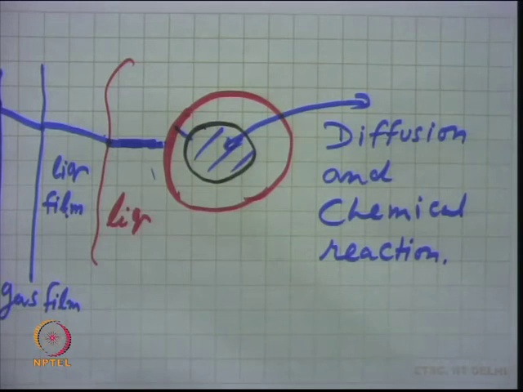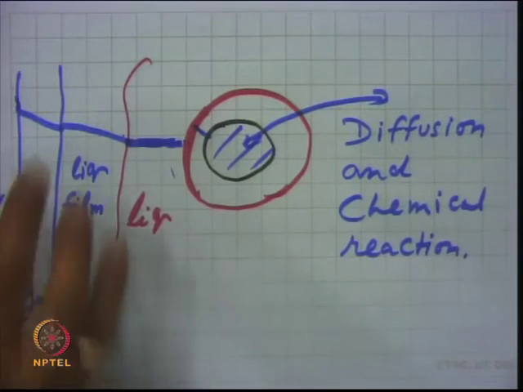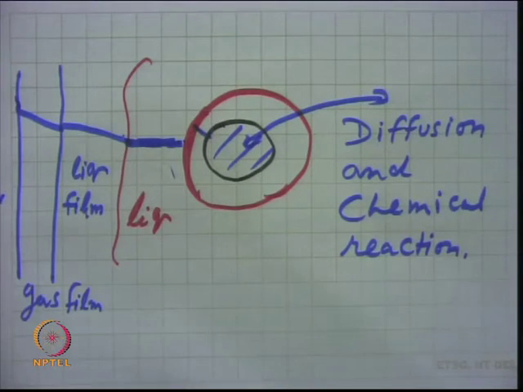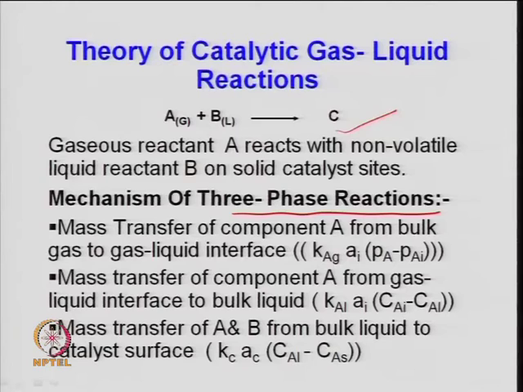So, this is the first step, the mass transfer of the gaseous species from the bulk gas to the gas-liquid interface. From the main body of the gas it comes to the surface of the liquid film, where one side is the gas and the other side is the liquid. That is the first step. It depends on the mass transfer coefficient of this gaseous species and the area of the interface.